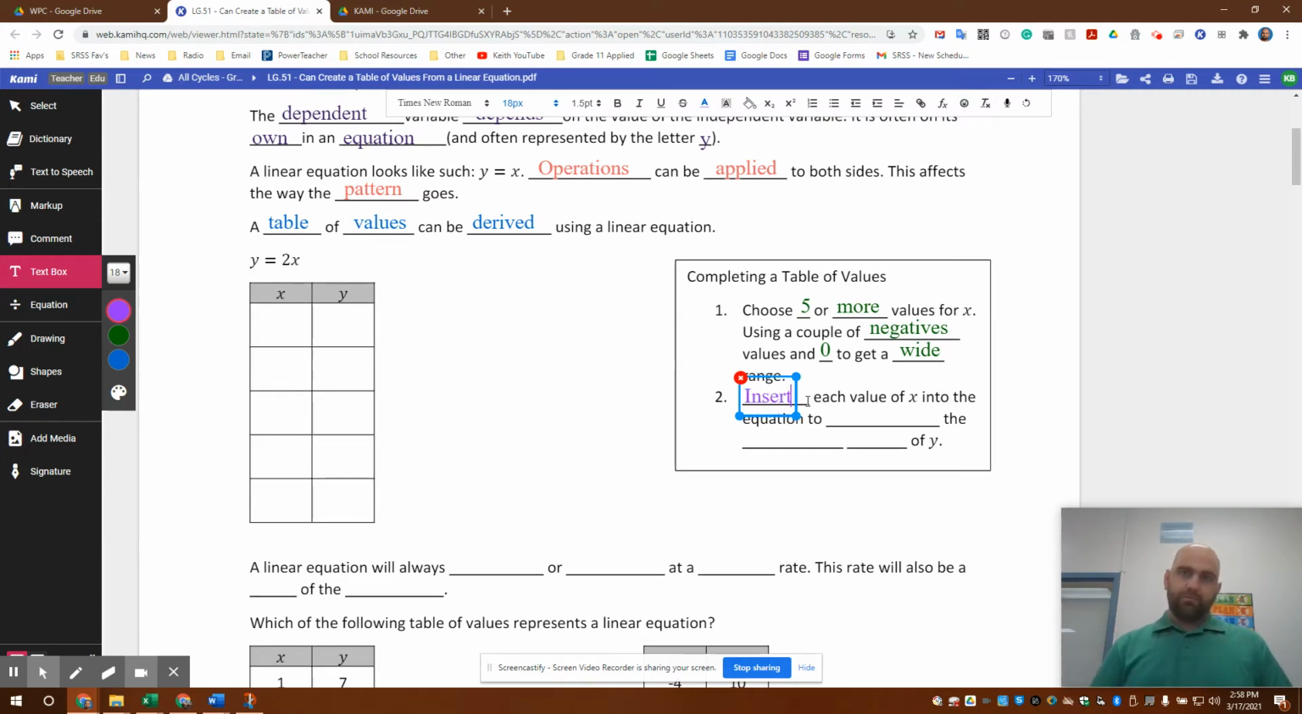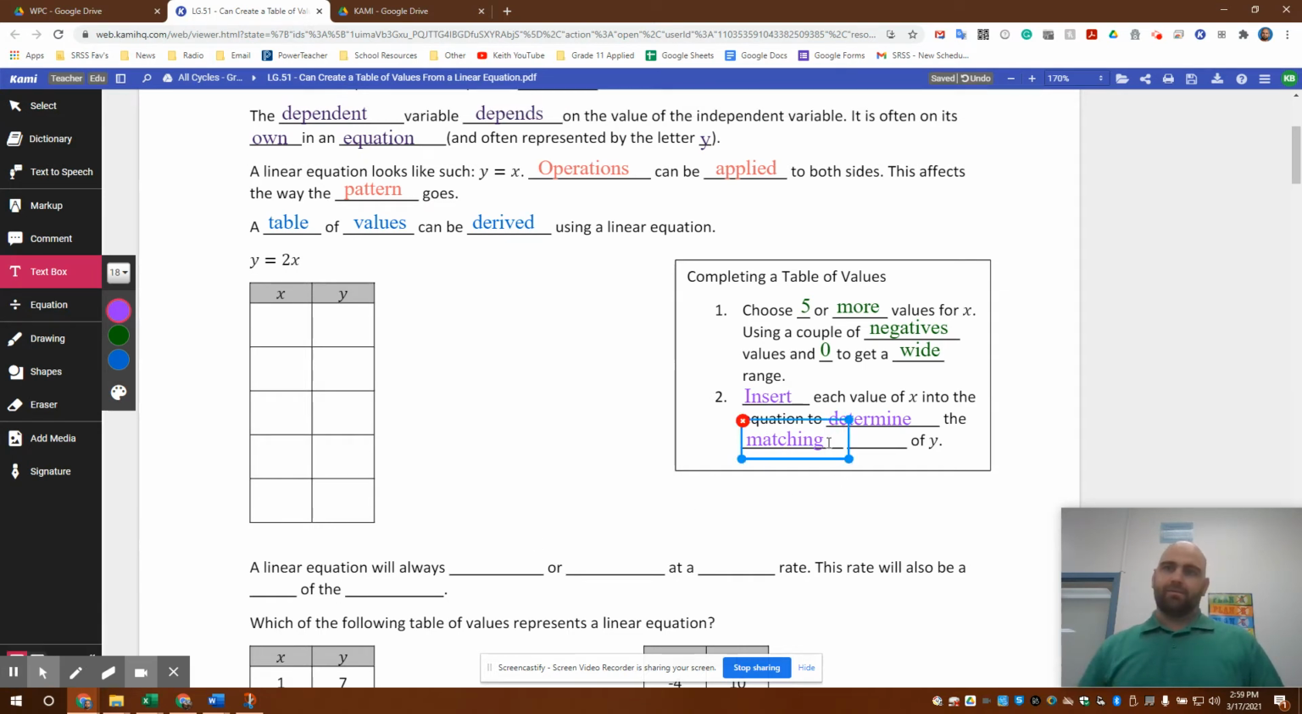Then we insert each value of x into the equation to determine the matching values of y. Now, when I say matching values, we're not talking that they're the exact same, so a 1, 1 or 2, 2. We're talking about the value which works in the equation. So the value of y that will give us the x, or the value of x that will give us the y. That's important that we understand.